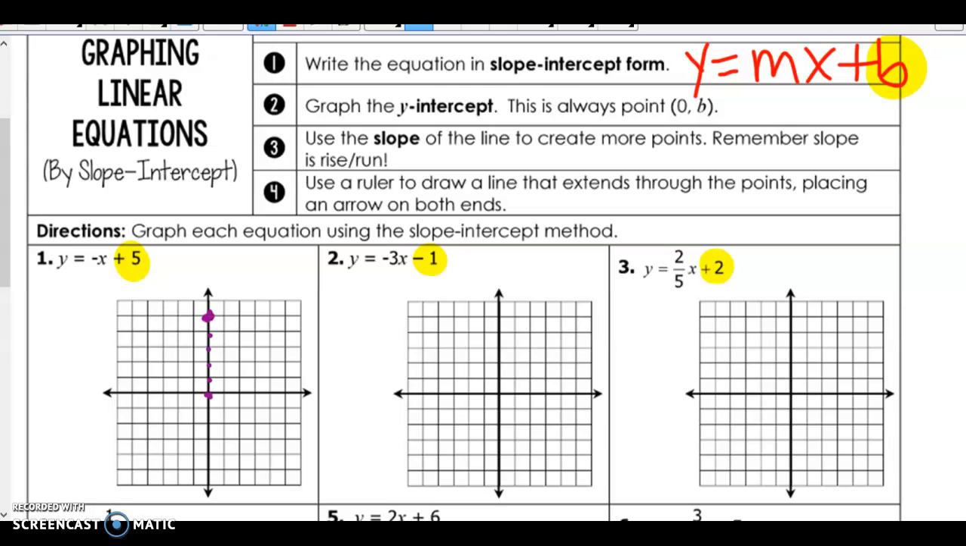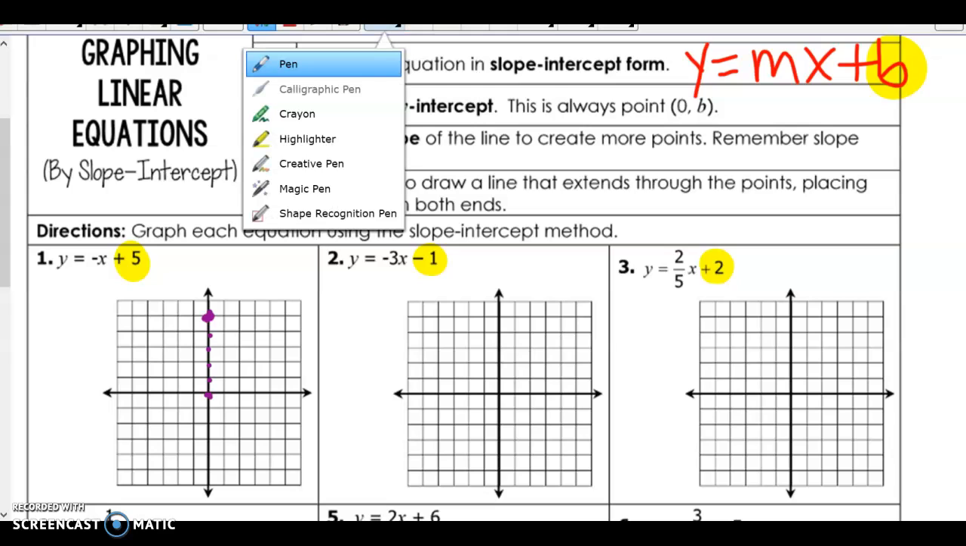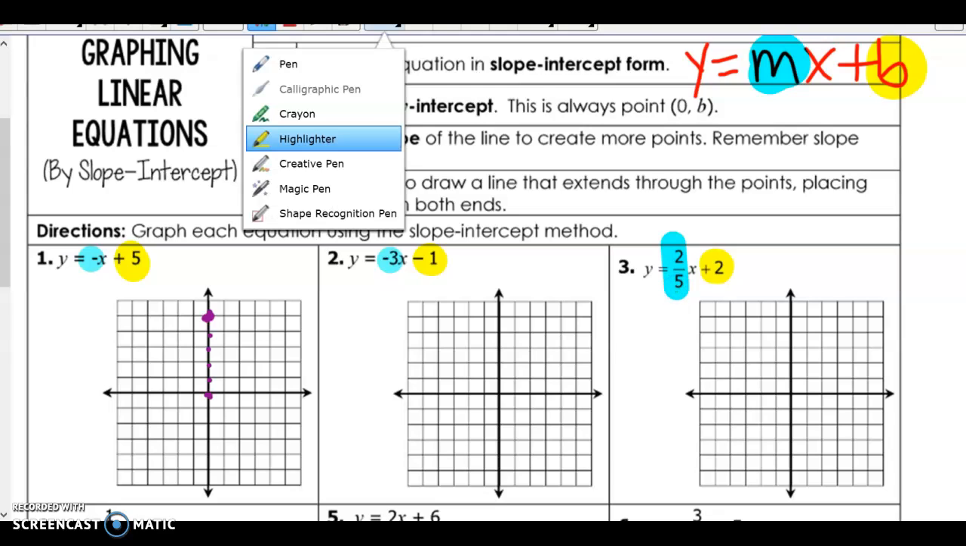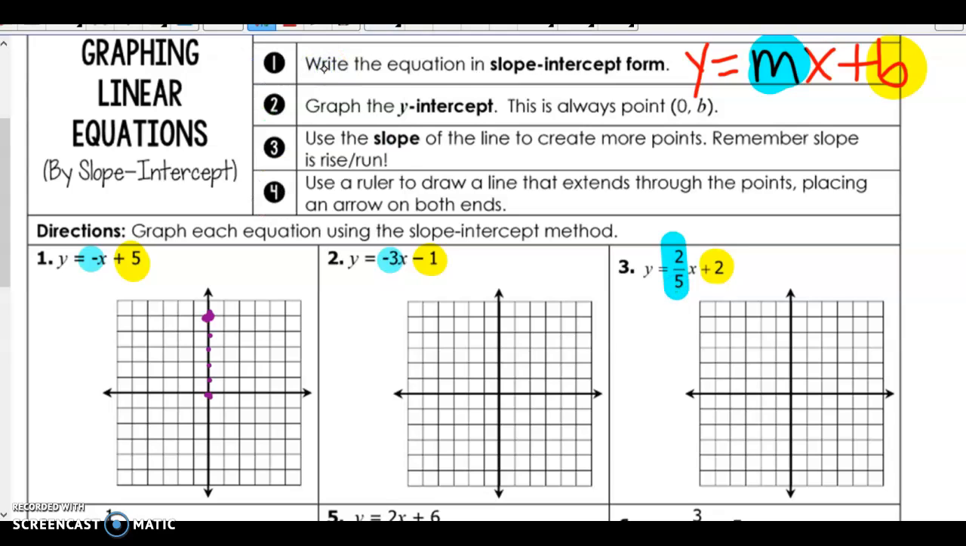All right, and then from there, you want to look at your m. The m is going to tell you a little bit more about the line. In this case, it's the number that's with the x. So b for this one equals 5, and then my m for this one, technically there's a 1 right there, so technically it's a -1.